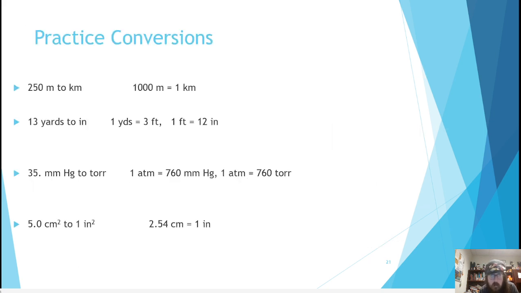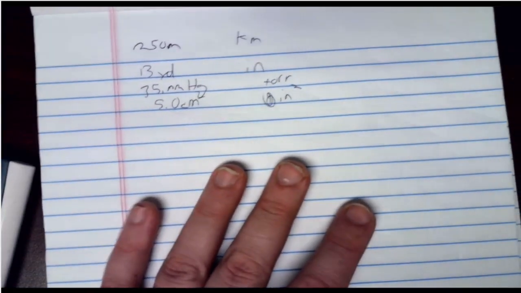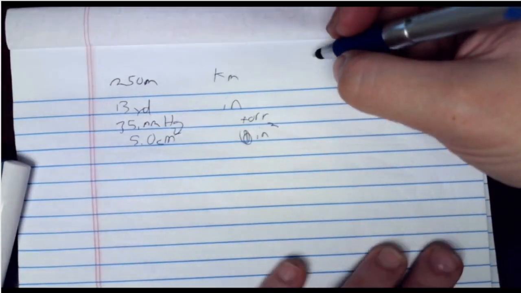But so, simple conversions. 250 meters to kilometers, 13 yards to inches, 35 millimeters of mercury to torr, and 5 centimeters squared to inches squared. Okay, with that in mind, let's look at these. Take them one at a time. Some of these are easy. I don't need to write down the conversions because I know them.